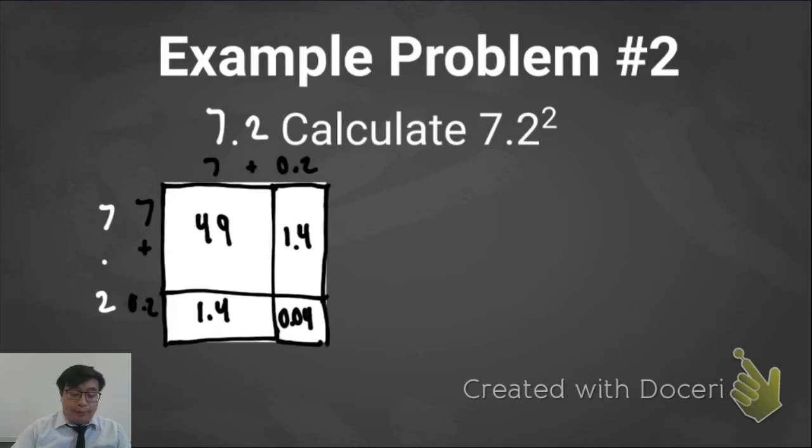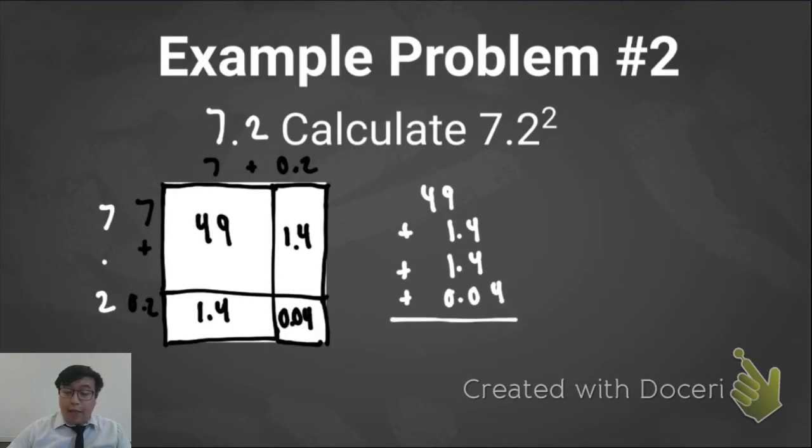So adding up all these parts, 49 plus 1.4 plus 1.4 plus 0.04. Adding up all these parts, I have 4 plus 4 is 8. 9 plus 1 plus 1, that's going to be 11, carry the 1. And then 4 plus 1 is going to be 5. So the area of this square is going to be 51.84.